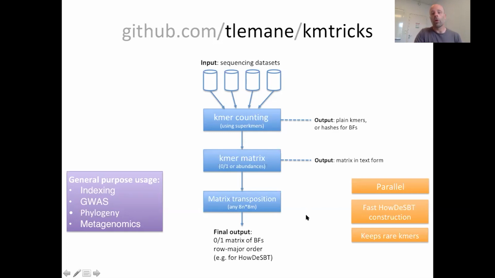Of course, everything has been done in parallel as much as possible. We use as much as possible the number of available cores and threads. We have proposed a faster HowDeSBT construction, so we are quite happy with this result because nowadays, as far as I know, HowDeSBT is the fastest tool to construct the indexes for large batches of read sets. So divided by 2, the construction time is already something really interesting. And as I said, we're able to keep those rare shared kmers.